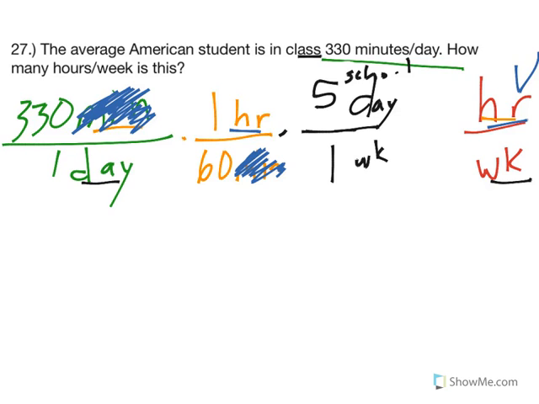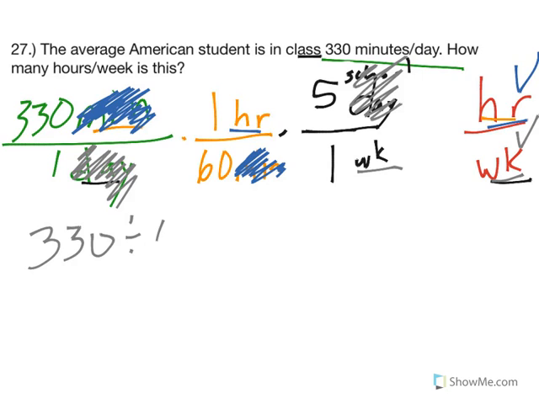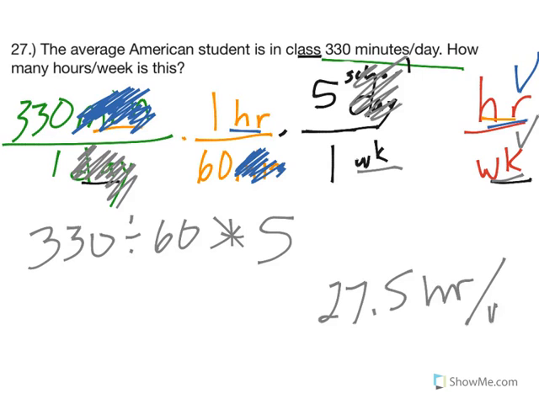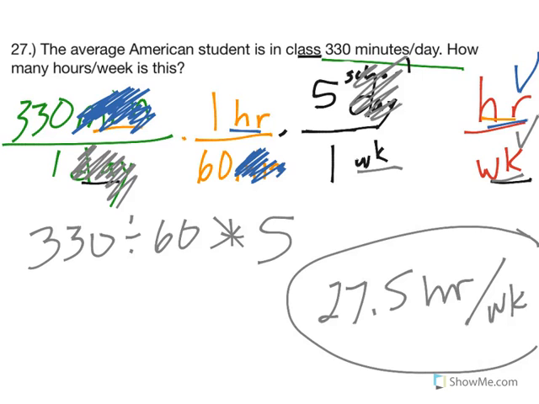So, if you did 7, it's not horrible. I'm not mad at you. I'm just saying I only go to school 5 days a week. So my days go away, and I have weeks, and now I can do the math. So 330 divided by 60 times 5, and that would give me 27.5 hours per week. You get more than that if you're going to go to class on Saturday and Sundays. Just saying. And that's fine, right? The process is what we're looking for here.